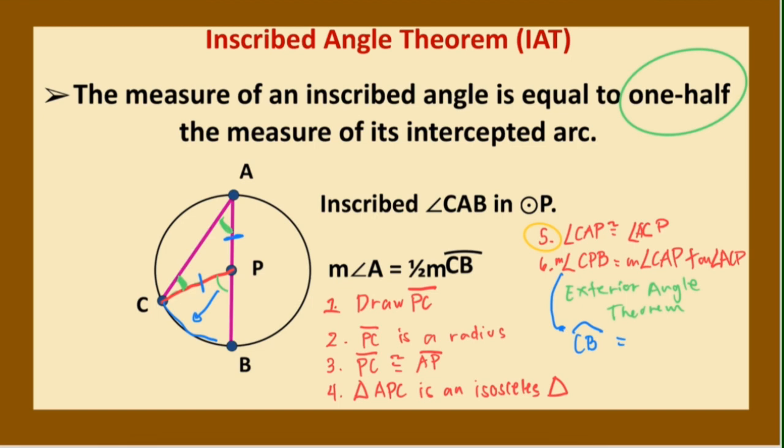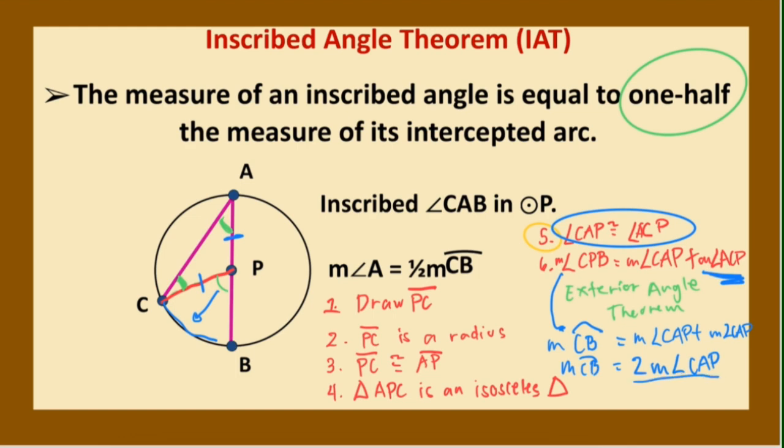So, if I were you, I'll just simply say the measurement of CAP plus the measurement of CAP. What happened here? Look at number 5. Since they are congruent, what I did is I substituted. So we're going to have the measurement of arc CB equal to 2 measurements of CAP. And divide both sides by 2. Hence, you'll get one half of arc CB.